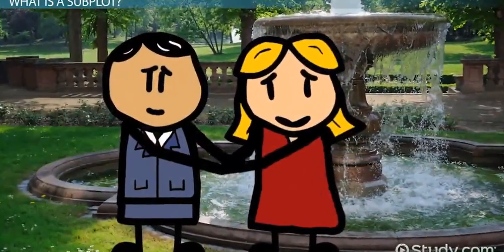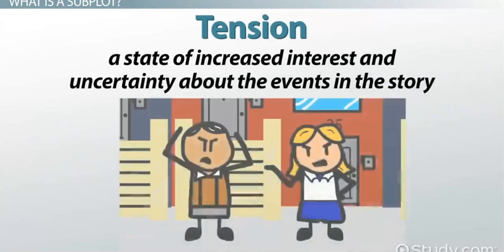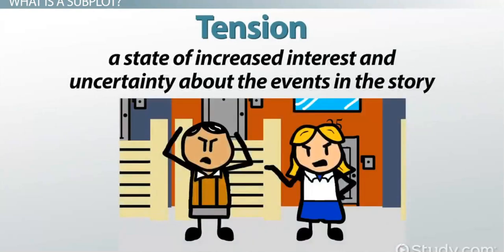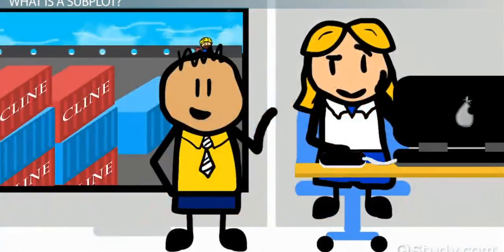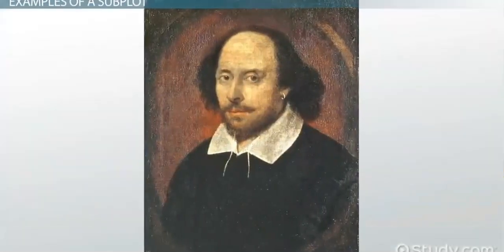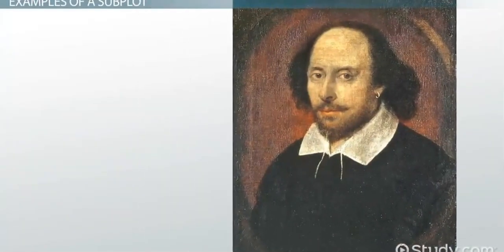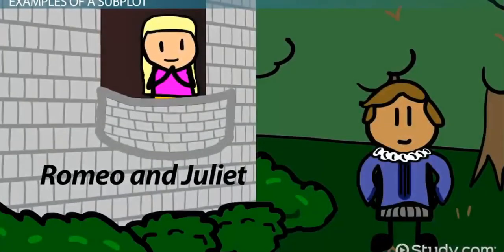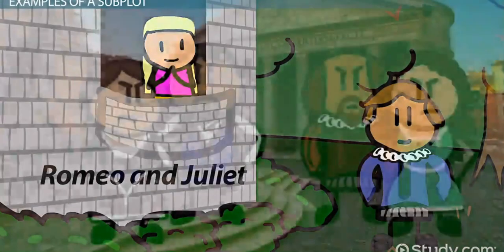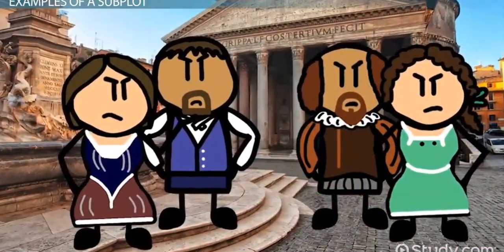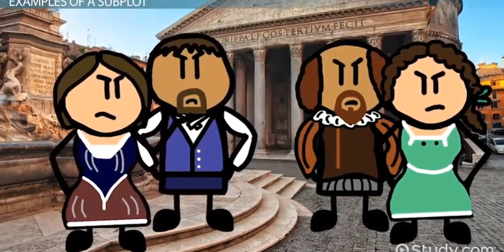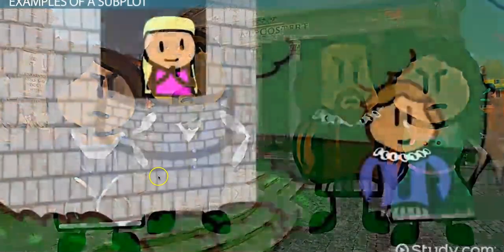Subplots add depth and complexity to stories and thereby increase the tension, which is a state of increased interest and uncertainty about the events in the story. Subplots also show different sides of the characters, thereby engaging the reader or audience member even more. William Shakespeare often included many subplots in his plays. For example, Romeo and Juliet follows the love story between the two title characters. The subplot of the long-standing rivalry between their two families, the Montagues and the Capulets, unfolds to increase conflict and add to the drama of these young lovers' forbidden romance.